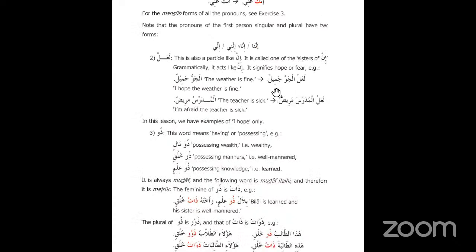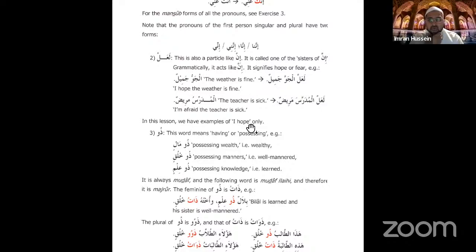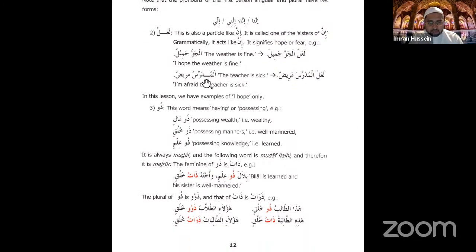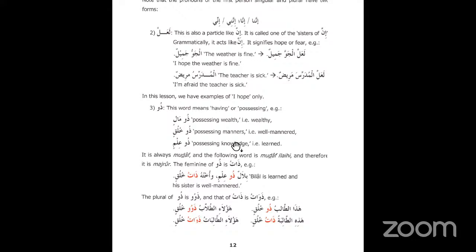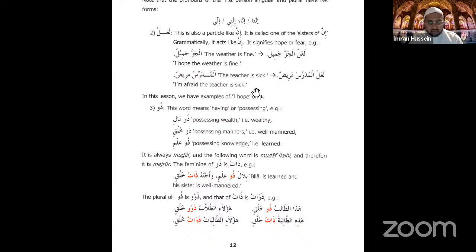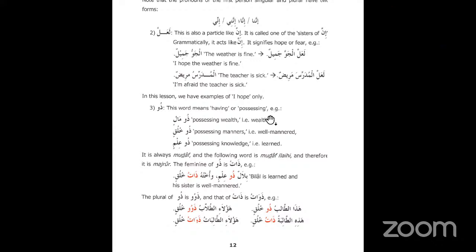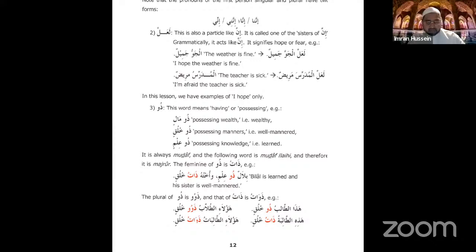Correct. Example, al-jawu jamilun, the weather is fine. لعل الجو جميل. I hope the weather is fine. Normally la'alla comes in the meaning of hope. And the next one, al-mudarrisu mariidun, the teacher is sick. لعل المدرس مريض. I'm afraid the teacher is sick. So it comes in the meaning of hope, and I'm afraid. Would that also work for perhaps? Yes, it comes as perhaps as well.